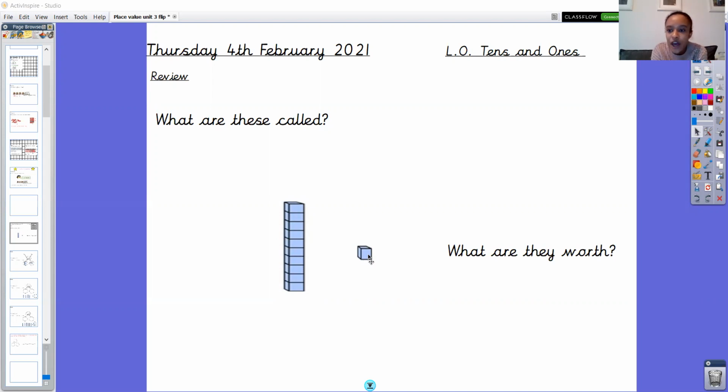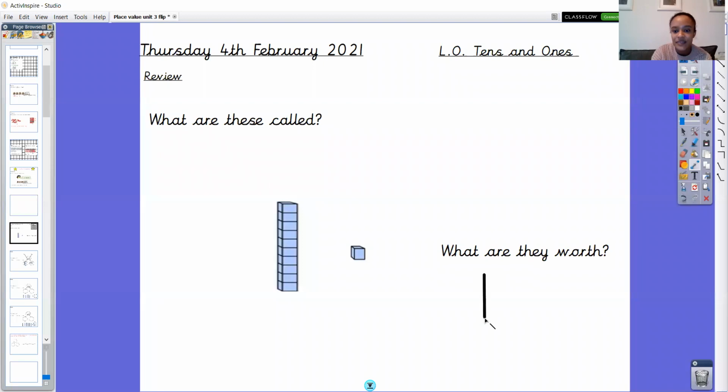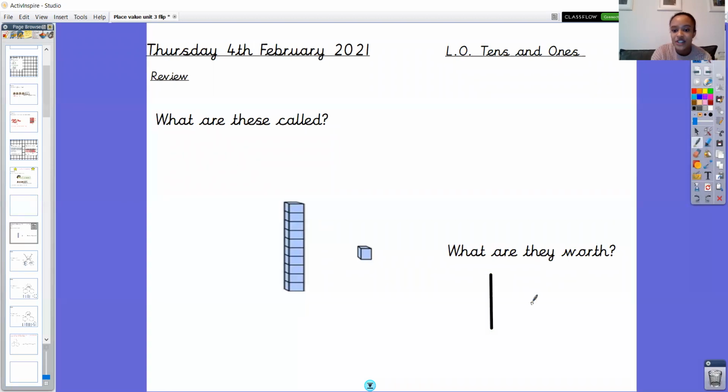And we know how to draw them, don't we? When we draw in our maths book, we just draw one line for the long one, for the 10s, like this. And for the ones, we just draw a square to represent our tens and ones. Okay, so well done. So let's have a look.